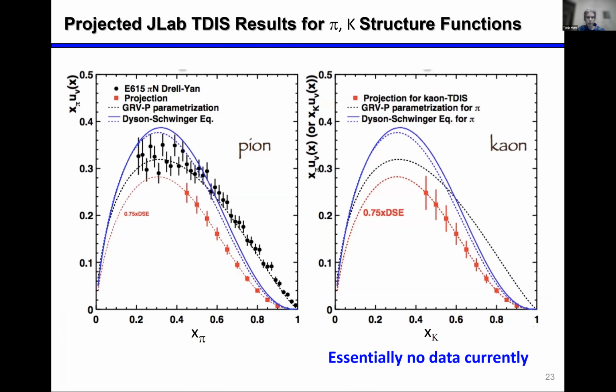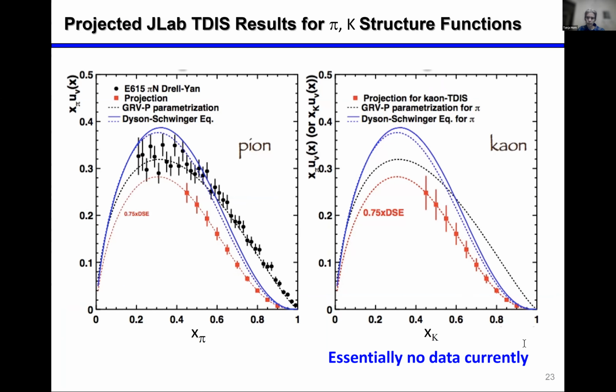And then here, as promised, I'm showing you the projections where these data will be taken into their projected uncertainties compared to the world data. You see here in red the prospect for the pion measurement. And then here on the right, the one for the kaon measurement, which will also be done.